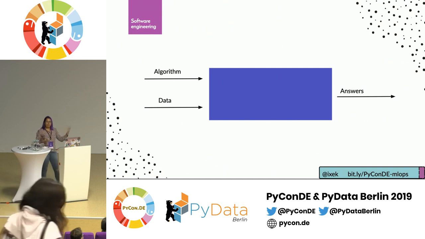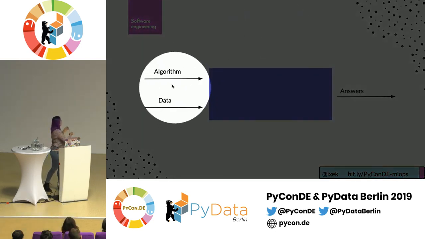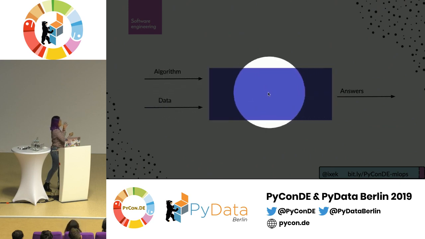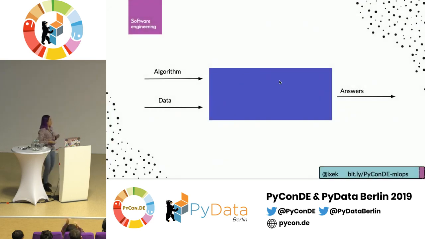So just to start with a bit of background, if you're not a machine learning person or a data scientist at all, then probably you're used to this paradigm in software engineering, where you have your algorithm and your data as an input, then you have something that processes that, and then in the end you have your answers. And you normally have well-defined answers, something that you can start testing and know what you're expecting.